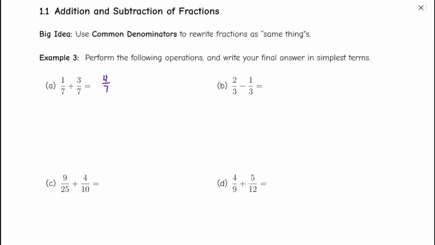So since the sevenths are what are in common, that's the thing that stays the same. So you don't add the denominators, you just keep them the same. You add the numerators though. B, 2/3 minus 1/3. Well, again, they already are the same, so that's 1/3.